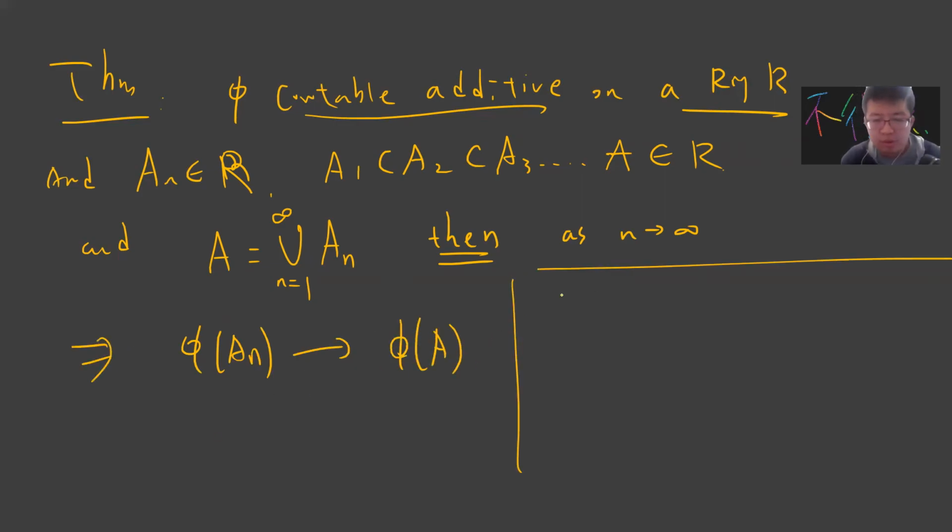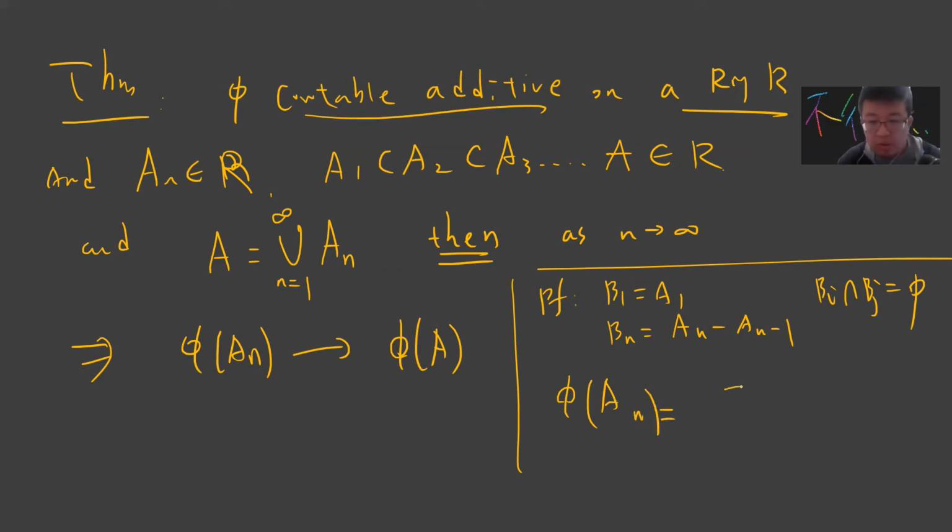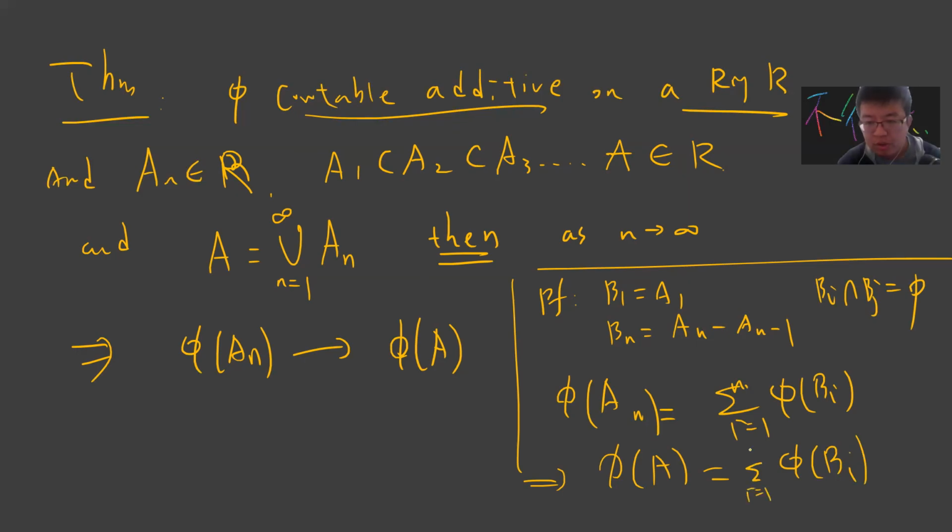Okay. So the proof is very trivial. Consider, let's say, B1 equals A1 and Bn equals An minus An-1, and it is easy to see that Bi intersection Bj is empty. So you can use the countable additivity. You get phi of An equal to the summation of phi of Bi, i from 1 to n, and you take n going to infinity, which gives you phi of A equals the summation of phi of Bi, i from 1 to infinity.